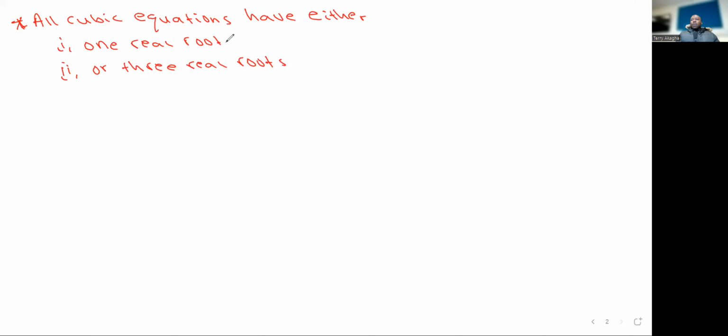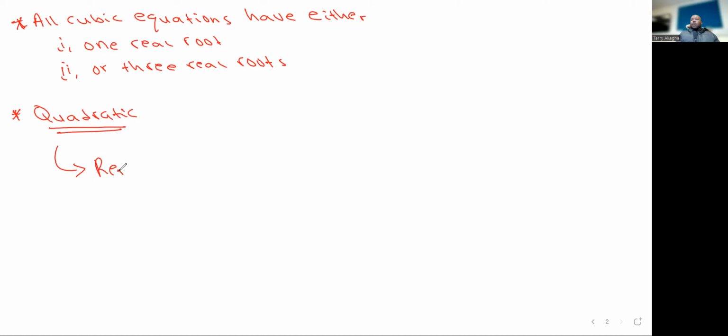So that means when you are having a cubic equation, you must have at least one real root. Okay, you must have at least one real root. Just a reminder, if you remember the quadratic equation, I told you, just to remind you.